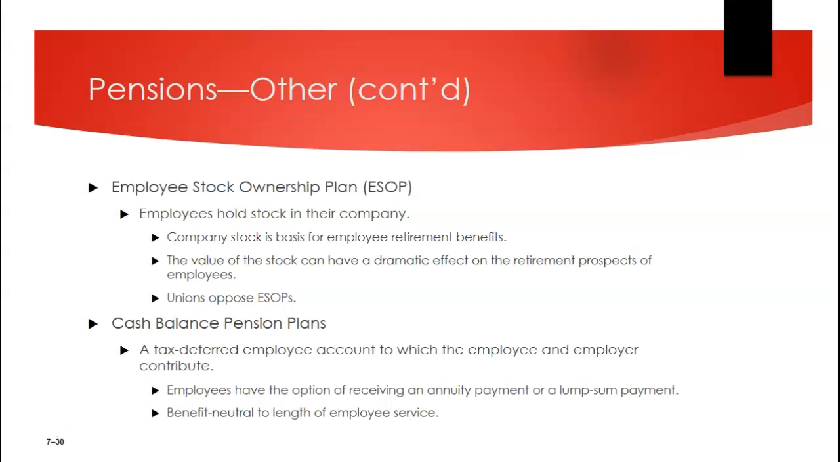Then we get what we refer to as cash balance pension plans. And that means that both the employee and the employer can put additional money away for the employee, kind of like a savings plan. And you can get that as a lump sum when you retire in addition to your pension or any other retirement you may have.